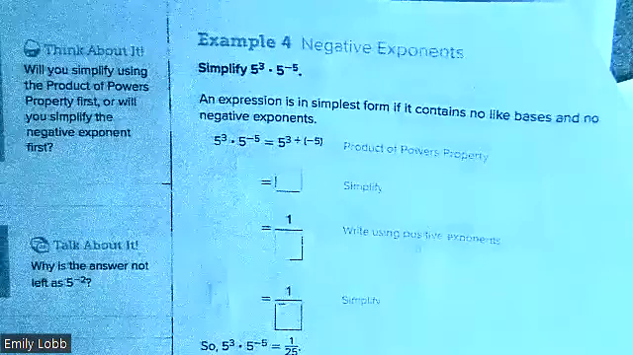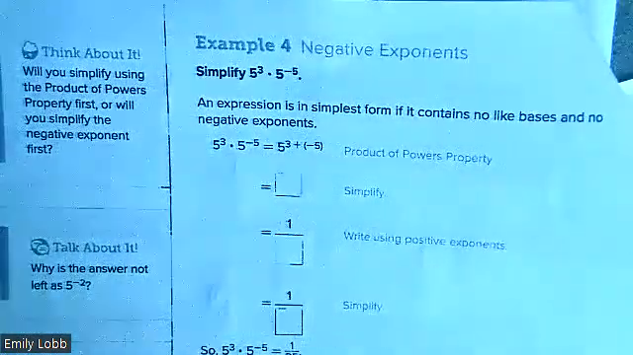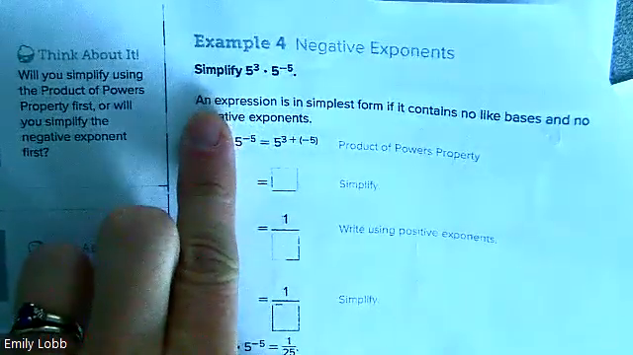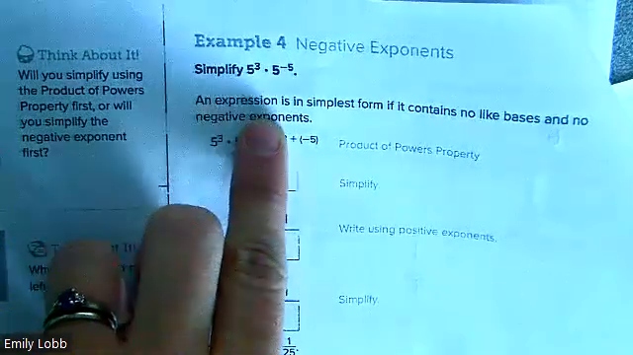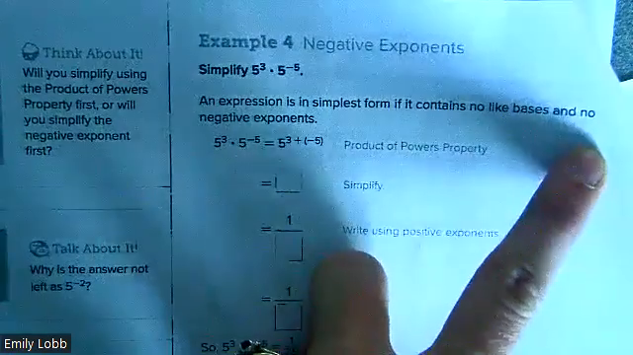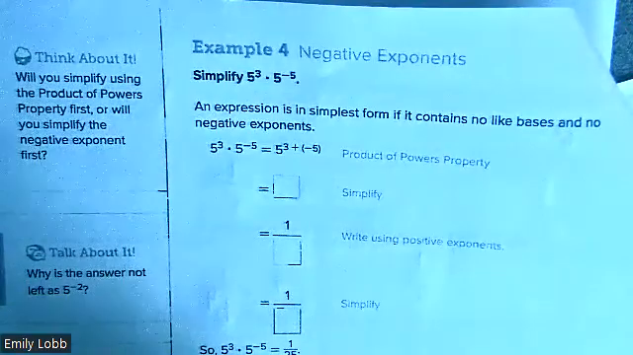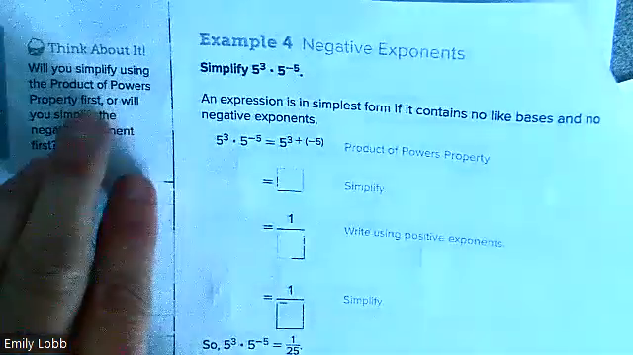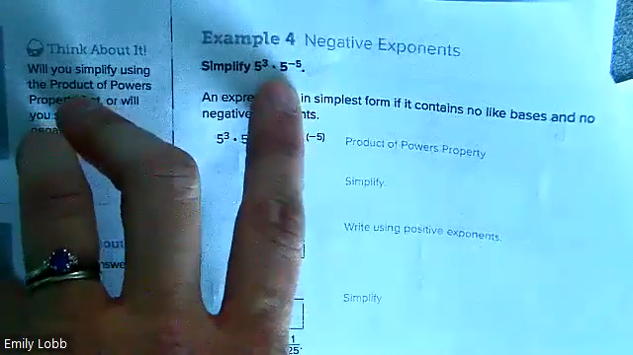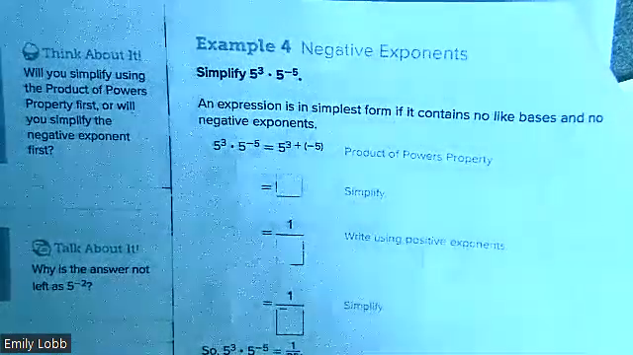So now we have to remember our integer operations. This is why we started refreshing integer operations this year, right? Because we have to use them right away. So an expression in its simplest form, if it contains no like bases and no negative exponents. So what would we do first? Are we gonna fix our product of powers rule first? Or should we use our negative exponent first? What should we deal with first?